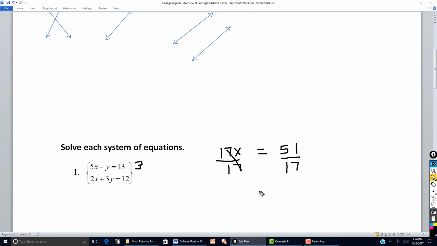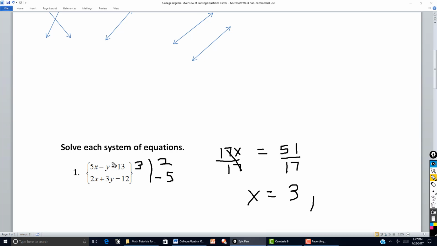Okay, this cancels out, and then 51 divided by 17 is 3. Okay, now I got x, so now I could get the y the same way by eliminating the x. So what I could do in this case, I could multiply the first equation by 2 and the second equation by minus 5.